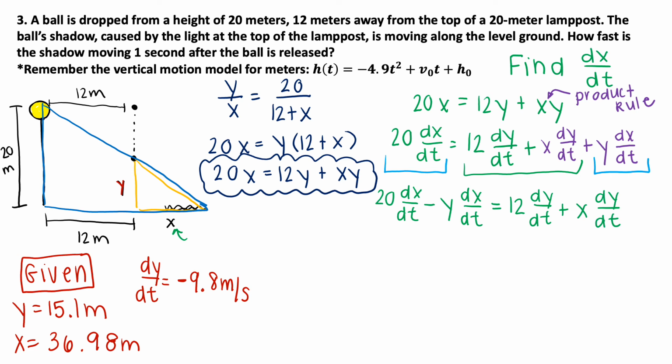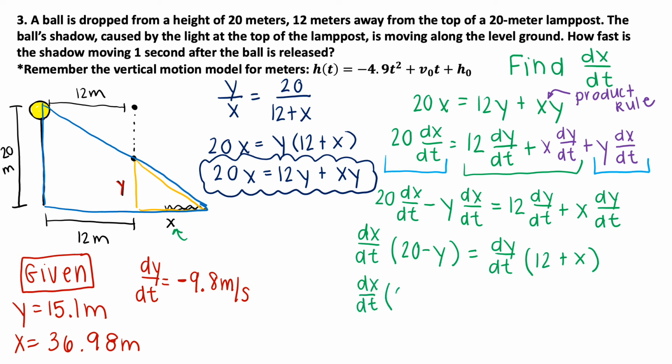Now we could plug in from here. I'm actually going to factor out my dx dt and dy dt to make it a little simpler for myself. So if I pull dx dt out front, I get dx dt times 20 minus y equals dy dt times 12 plus x, and now I can plug in for whatever I know. So dx dt is what I'm looking for. So I have 20 minus my y value, 15.1, equals dy dt, which is negative 9.8, times 12 plus, we got x as 36.98.